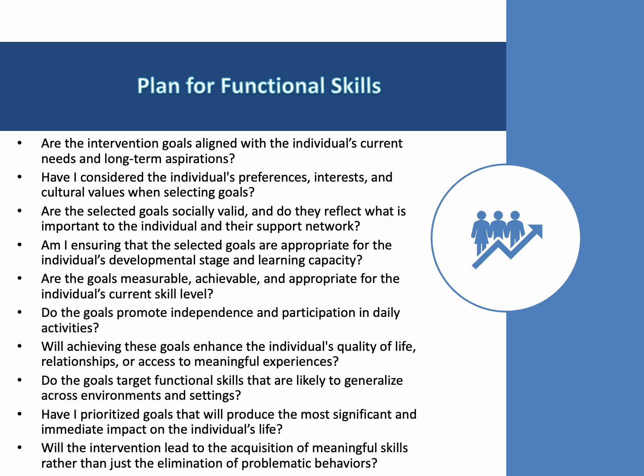So this other question goes hand in hand with the one earlier. It says, are the goals measurable? Are they achievable and appropriate for the individual's current skill level? We want to guide our intervention based off of where a person is at now and not necessarily where they should be. We want to meet a client where they are at now, and then we can work up from there on a step-by-step process.